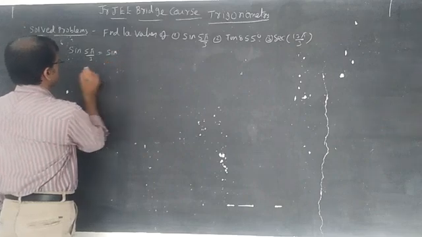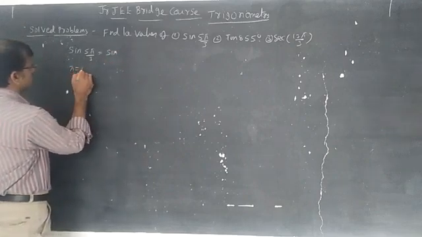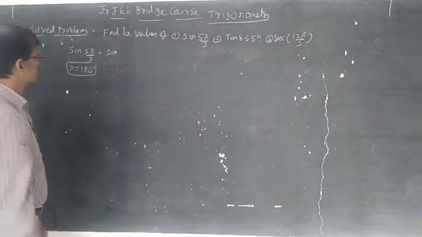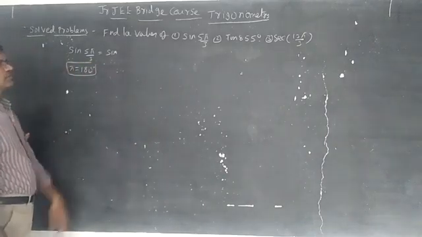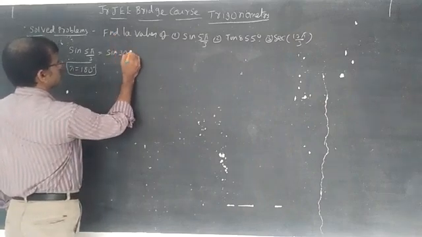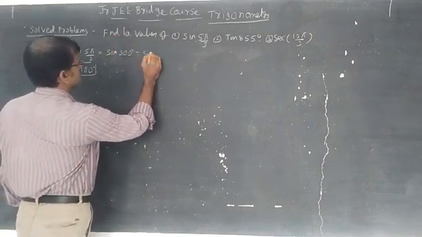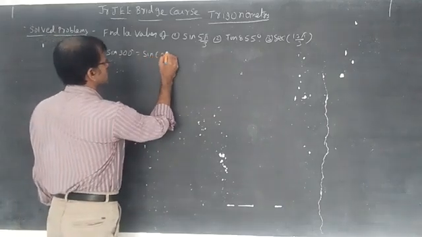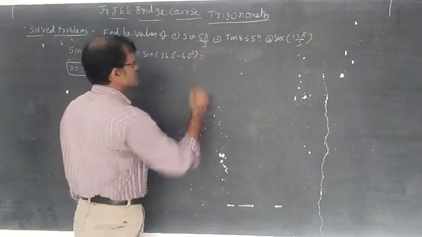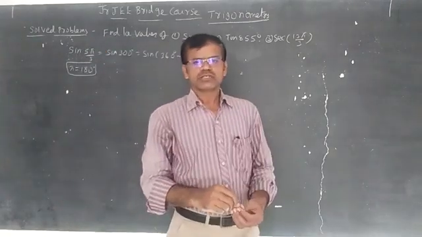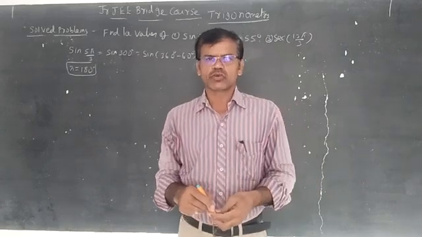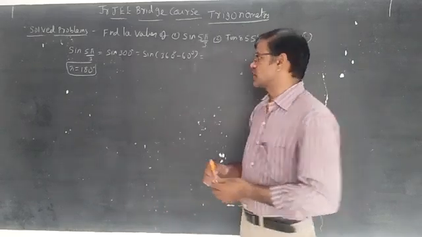Sin 5 pi by 3 means pi is 180, so 180 divided by 3 means 60. Sin 5 into 60 becomes 300 degrees. Sin 300 degrees is sin of 360 degrees minus 60 degrees. Sin of 360 minus theta means fourth quadrant. In the fourth quadrant, sin theta becomes negative.